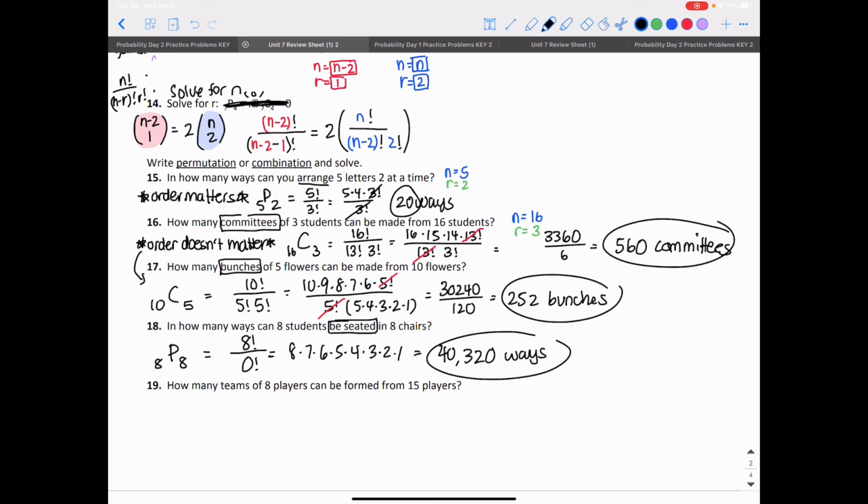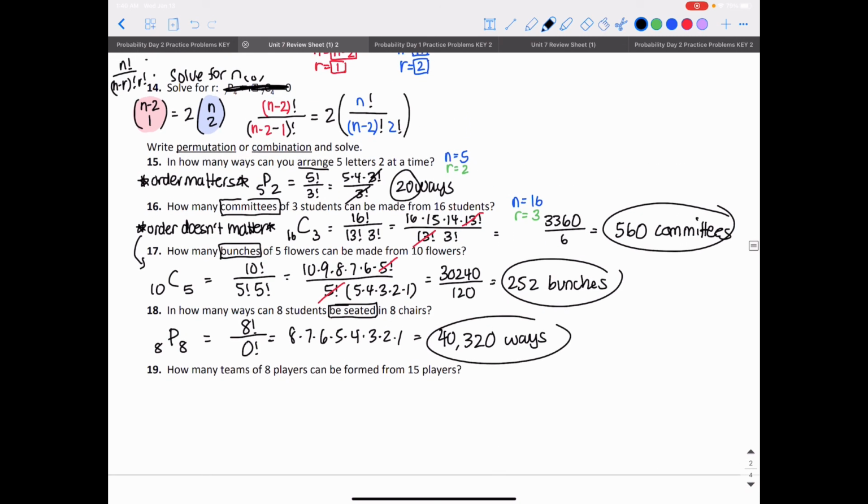And then for 19, I want to know how many teams of 8 players can be formed from 15 players. This is teams. That's another word for group. So order is not important. This is a combination. I'm choosing from 15. I'm choosing 8. So there's 15 to choose from, 8 spots to fill. And this is going to be 15 factorial all over 15 minus 8, which is 7 factorial times 8 factorial. That's 15 times 14 times 13 times 12 times 11 times 10 times 9 times 8 factorial.